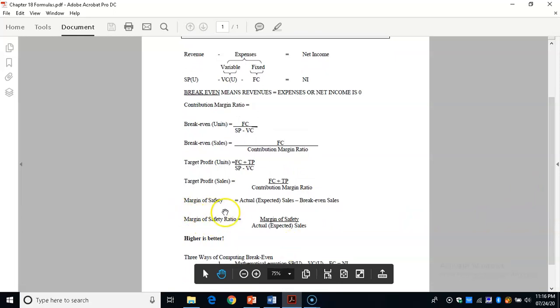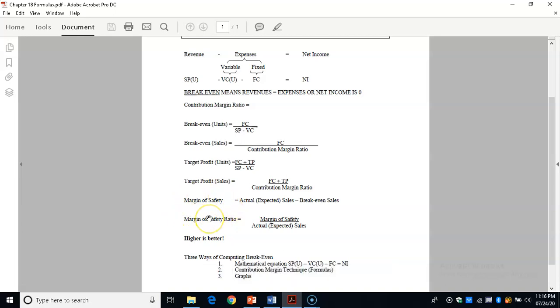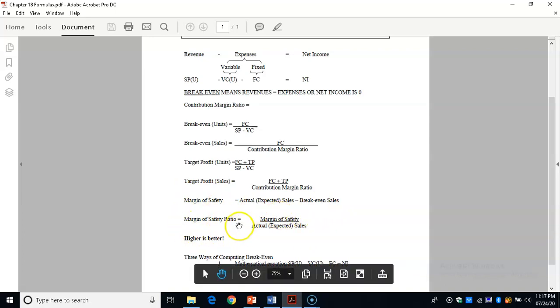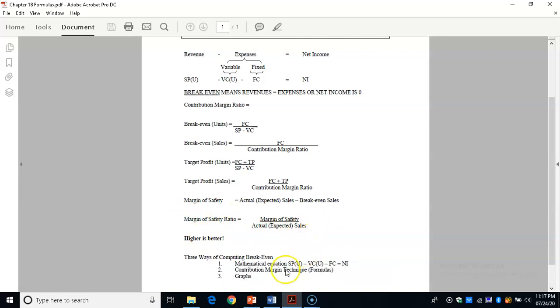Finally, margin of safety. Margin of safety means how much extra sales do I have over my break-even sales? In this case, actual or expected sales, it's the same number. So it's called actual or expected sales, same thing, minus your break-even sales, that's your margin of safety. Margin of safety ratio is just a percent. It's saying what percent extra do I have over my break-even?